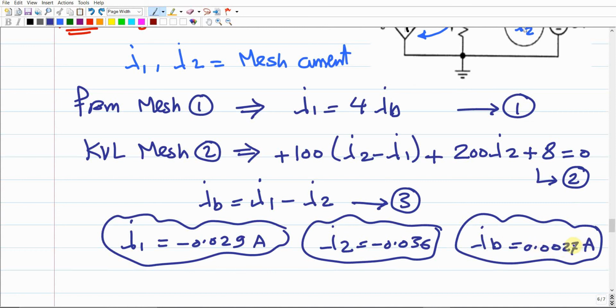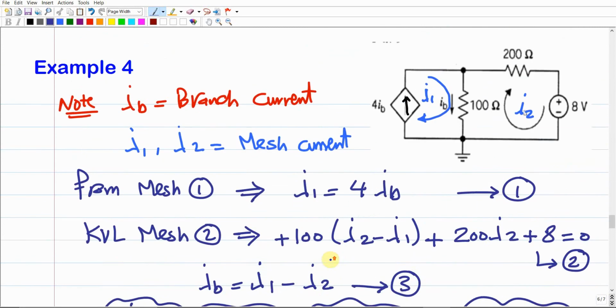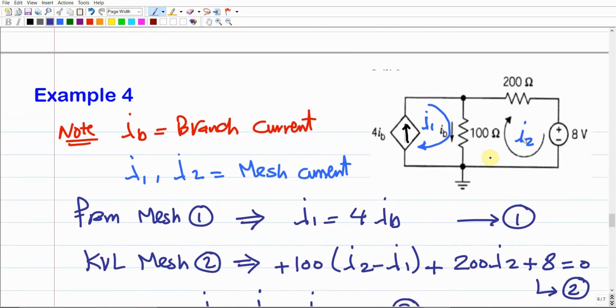0.0027. It should be 72. I'm sorry, yeah, it should be 72, not 27. I just messed up the numbers. So it should be 72 amperes. If you multiply this number times 4, this is going to give us I1. But here, these signs indicate that the directions of these mesh currents should be opposite.